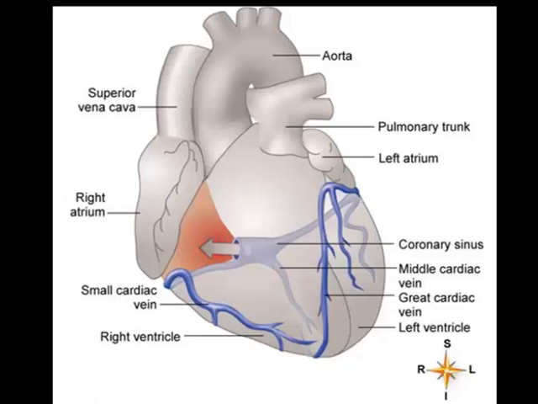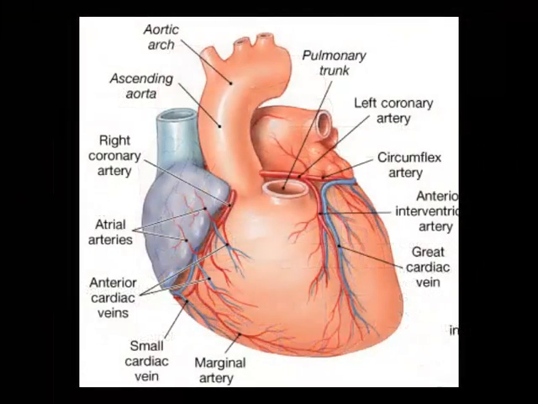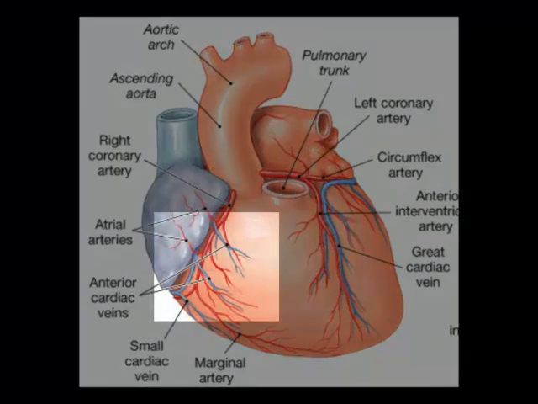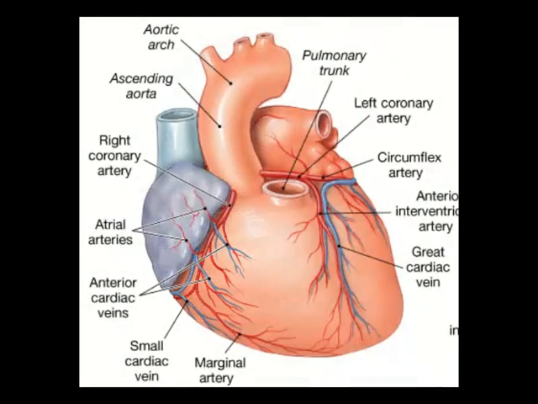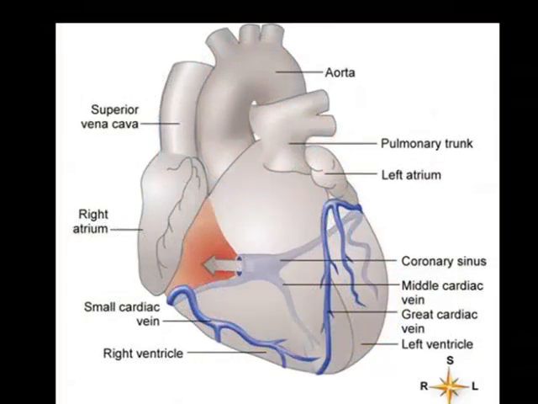And then lastly, we have the anterior cardiac veins. These are two small veins that drain directly into the right atrium. So in review, we have the coronary sinus, all the many tributaries of the coronary sinus, and the anterior cardiac veins, all of which drain the venous blood flow out of the heart.